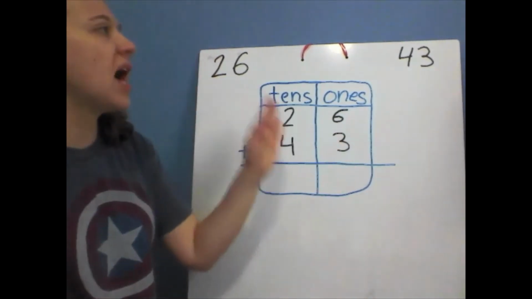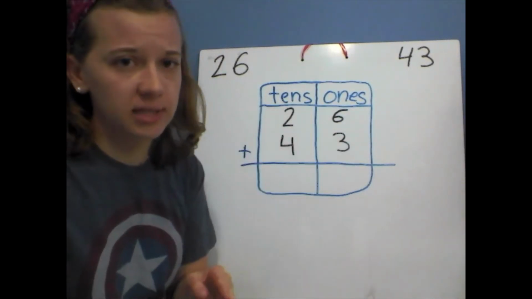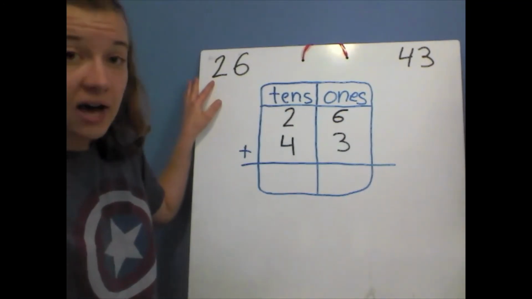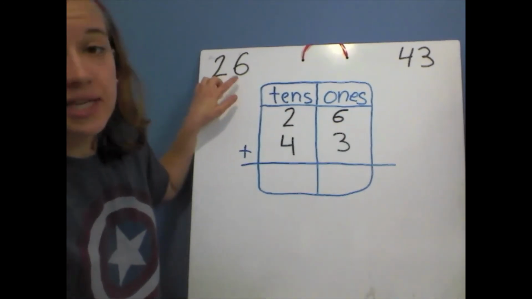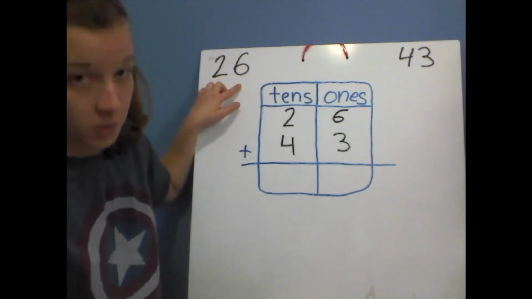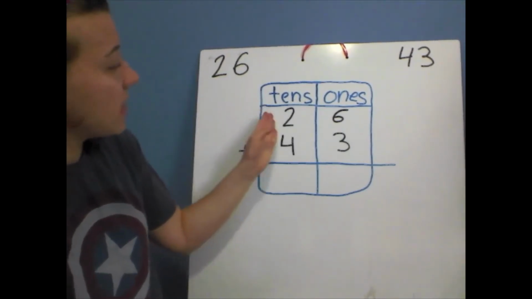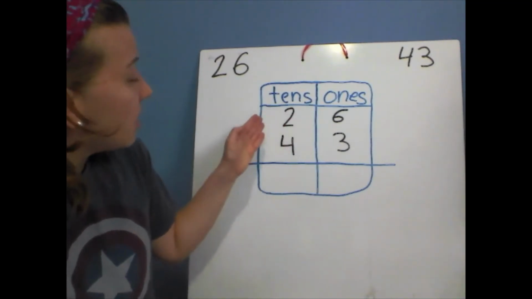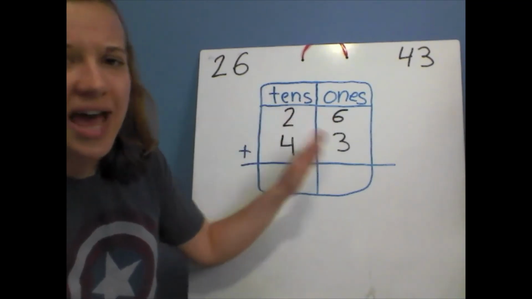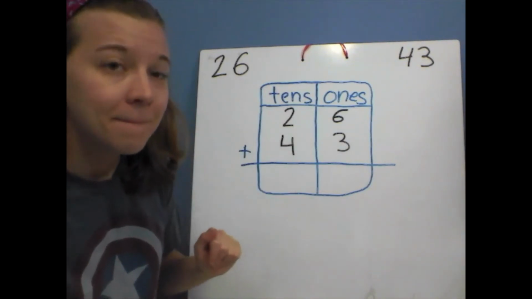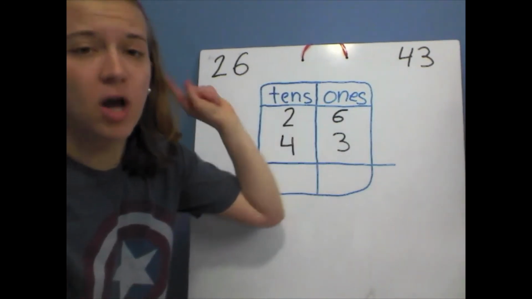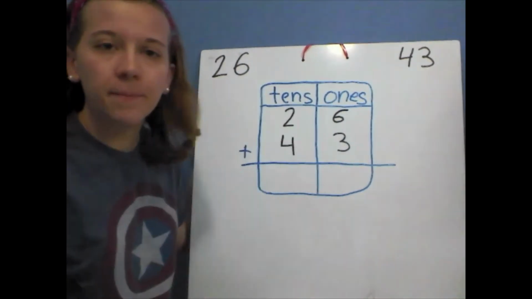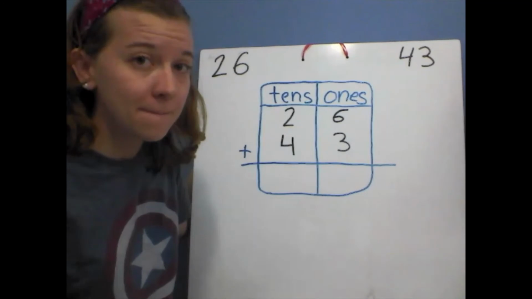So remember, you've got to know your tens and ones places, okay? Remember, tens place is on the left, and the ones place is on the right. Make sure you're lining them up where they're supposed to be. Okay, so which side do we add first? Do you remember? Ones place, right? We always start with the ones place.